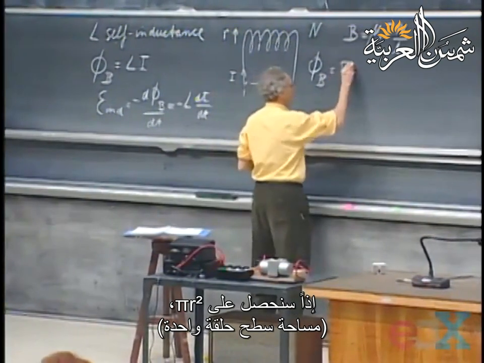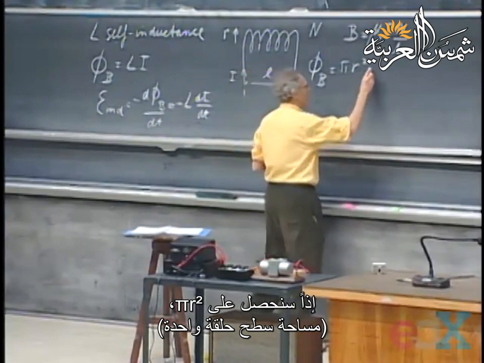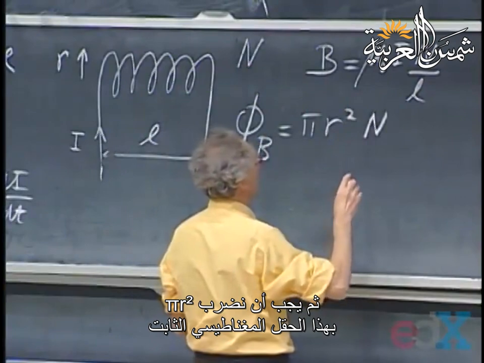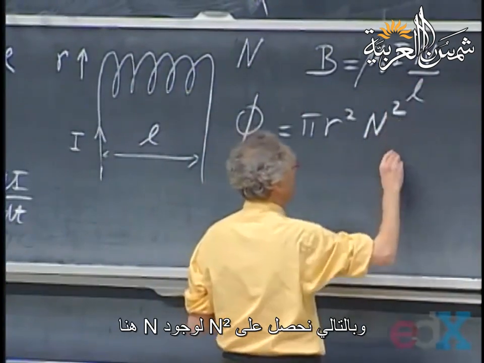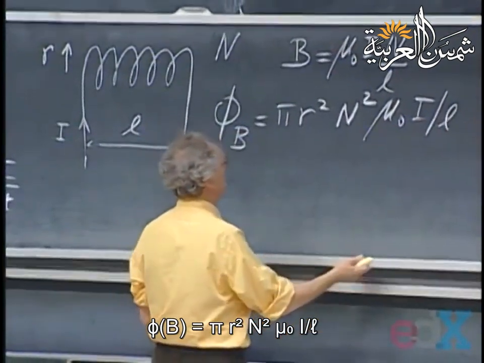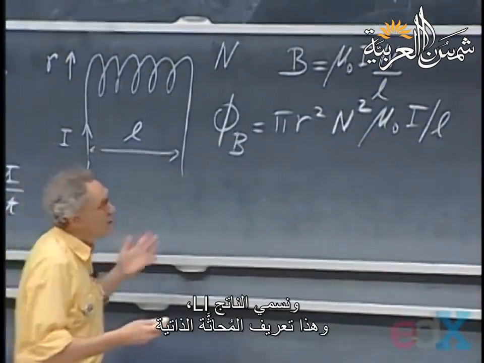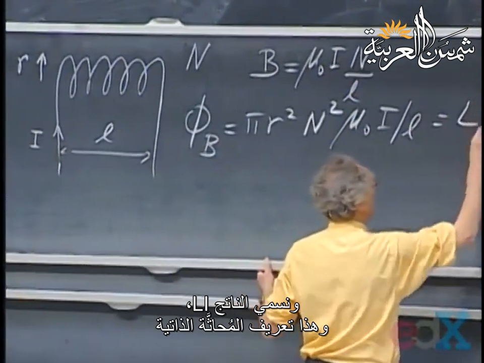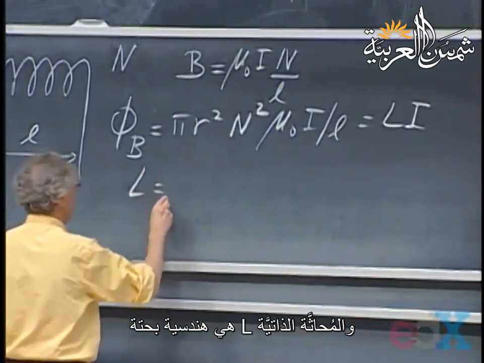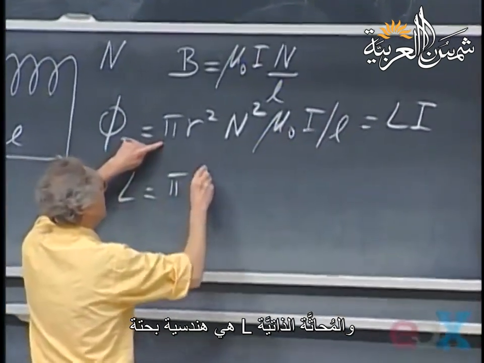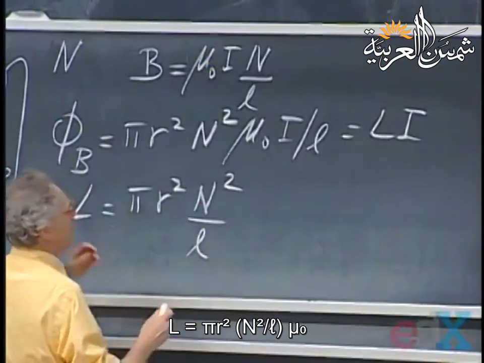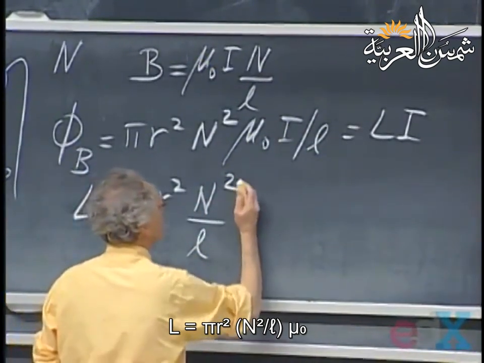So we get pi little r squared, surface area of one loop, but we have N loops, and then we have to multiply it by that constant magnetic field. So we get an N squared, because we have an N here, mu0 I divided by l. And this we call L times I. That's our definition for self-inductance. And so the self-inductance L is purely geometry. It's pi little r squared, capital N squared, divided by l times mu0.